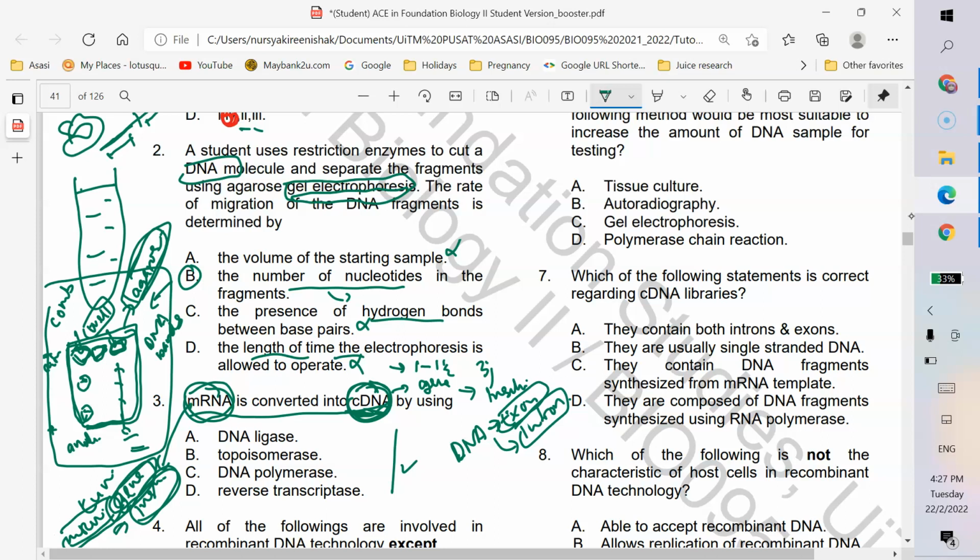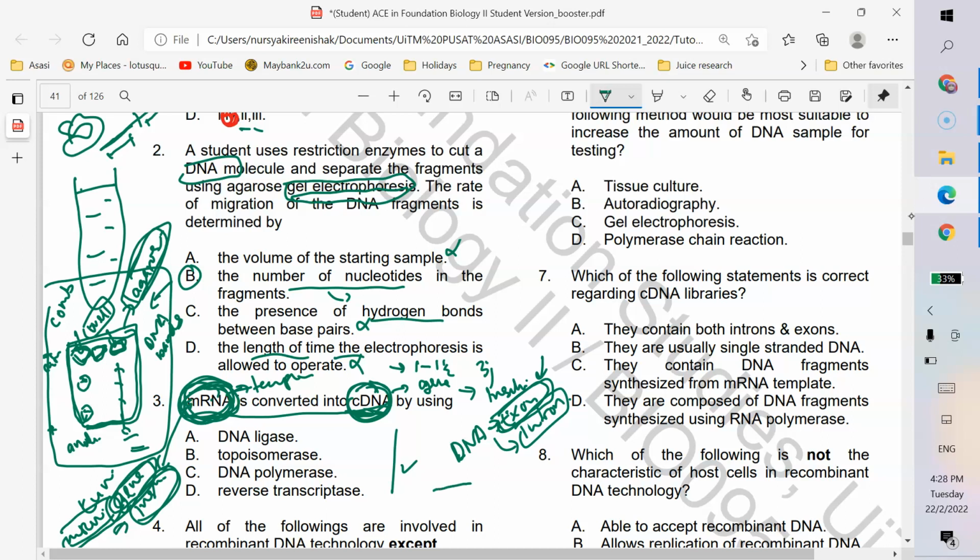So you extract out the mRNA. So mRNA ni bertindak sebagai template. Sebab apa? You ambil mRNA sebab kat mRNA of eukaryotic cell dah melalui proses RNA processing. Okay, bila dah melalui proses RNA processing, dia hanya akan ada exon. Dia hanya akan ada coding region.